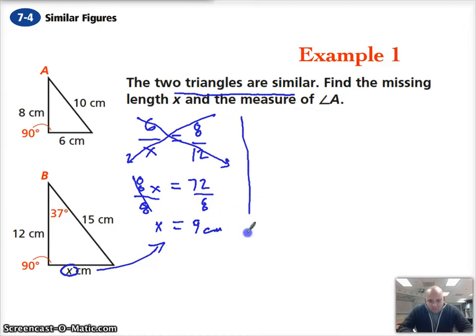Now the other part of this is not only do they want us to get the length, but they want us to give the measure of angle A. Angle A is right up here. What is the angle that is corresponding to angle A? Well, it would be this one. And so angle A is equivalent to angle B.